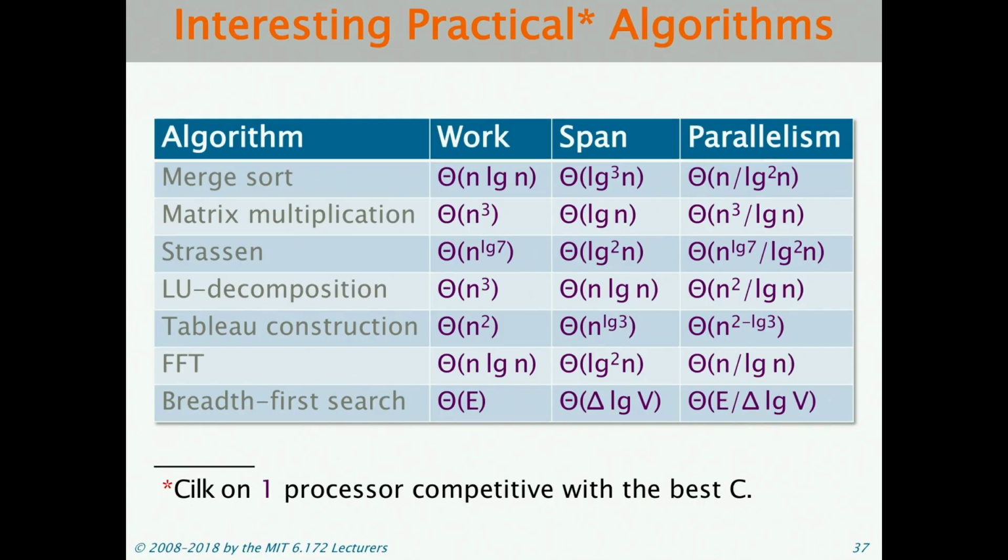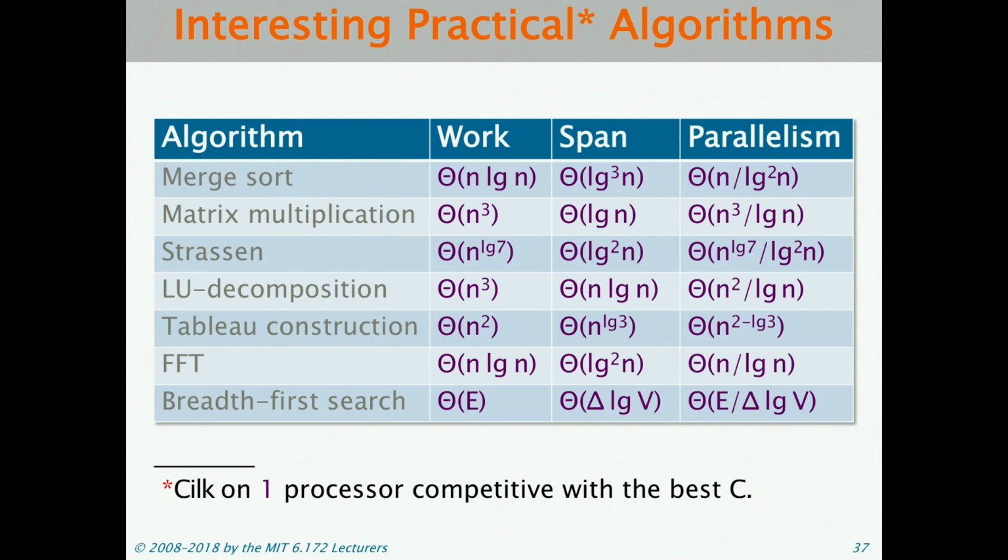OK, so it turns out that in addition to quicksort, there are also many other interesting practical parallel algorithms out there. Here I've listed a few of them. By practical, I mean that the Cilk program running on one processor is competitive with the best sequential program for that problem. You can see that I've listed the work and the span of merge sort here. If you implement the merge in parallel, the span of the overall computation would be log cubed n, and n log n divided by log cubed n is n over log squared n. That's a parallelism which is pretty high. And in general, all of these computations have pretty high parallelism.